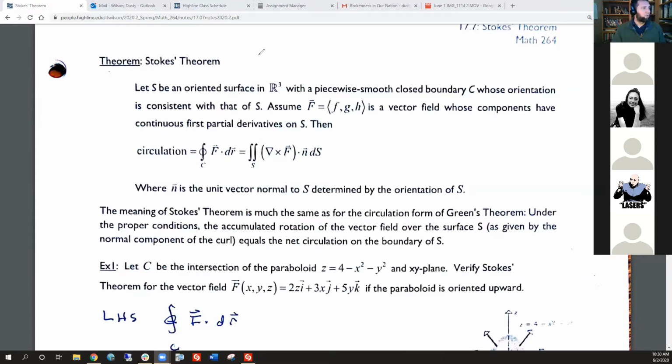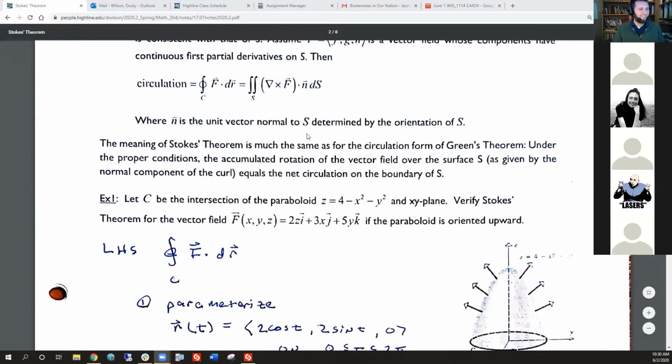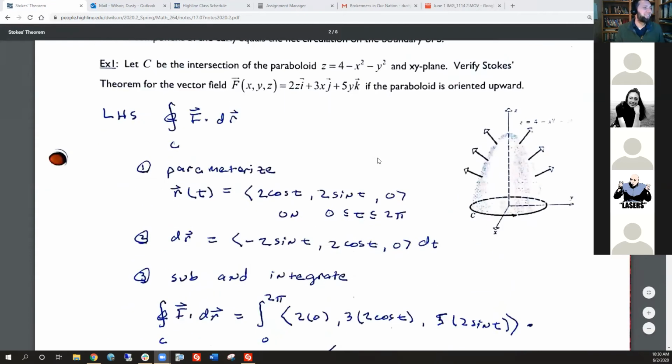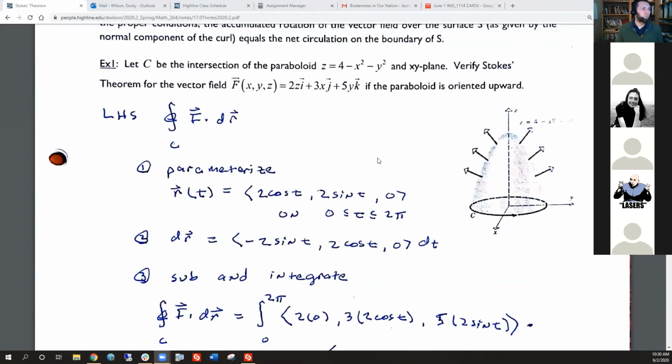All right. So the question is, let C be the intersection of the paraboloid z equals 4 minus x squared minus y squared and the xy plane. We want to verify Stokes' theorem for the vector field F equals <2z, 3x, 5y> if the paraboloid is oriented upward. And so here you have the picture. Here's that paraboloid. Your C is the boundary around the base. That's the C.